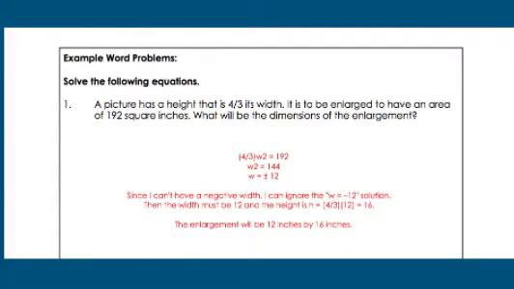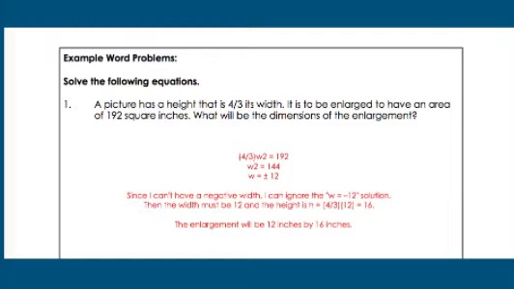We have a picture that has a height that is 4/3 its width. It's supposed to be enlarged to have an area of 192 square inches. What will be the dimensions of the enlargement? So we have the height, which is defined in terms of width. So I'll pick a variable for width and then create an expression for the height. Let W stand for the width of the picture. The height, h, is 4/3 the width.